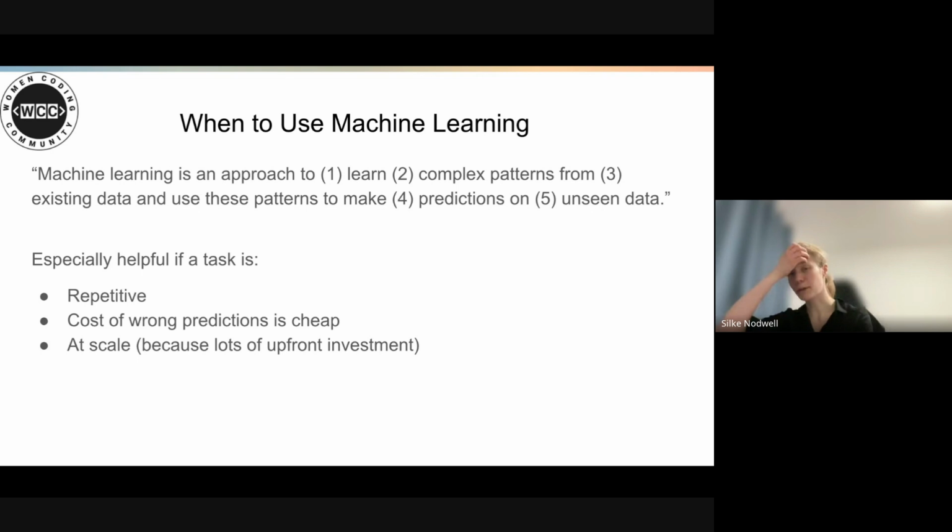And so machine learning is especially helpful if a task is repetitive, so if there are lots of examples to learn from, or if the cost of wrong predictions is cheap. Recommender systems are a really great use case for machine learning, because if the recommendation is terrible, then somebody just won't click on it. It's not that big a deal. Self-driving cars are much trickier, but it can still be worth it if self-driving cars get to the point where they're statistically safer than a human driver, even if there's a death caused by machine learning making the wrong predictions. If it's much safer than human drivers, you could still say it's worth it.